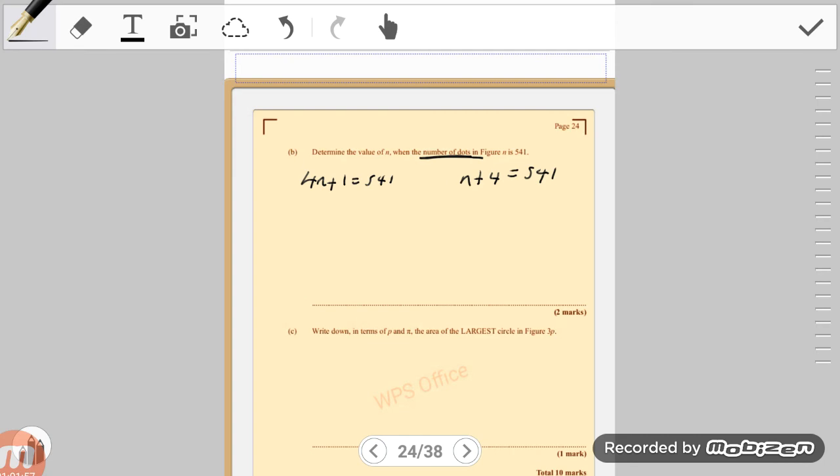Alright, let's find n. So that's 4n is equal to 541 minus 1, so that's 4n is equal to 540. So if I divide both sides by 4, 540 divided by 4, I'm going to get 135. So that would be the 135th figure.